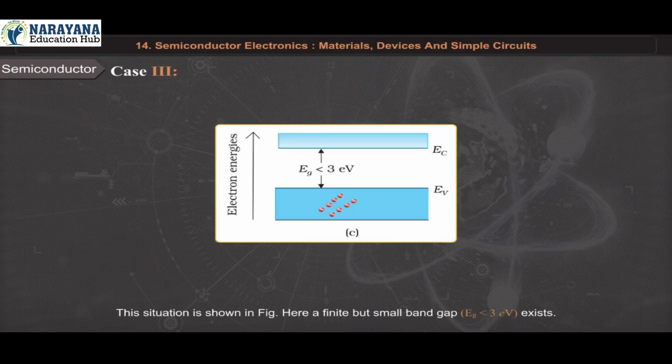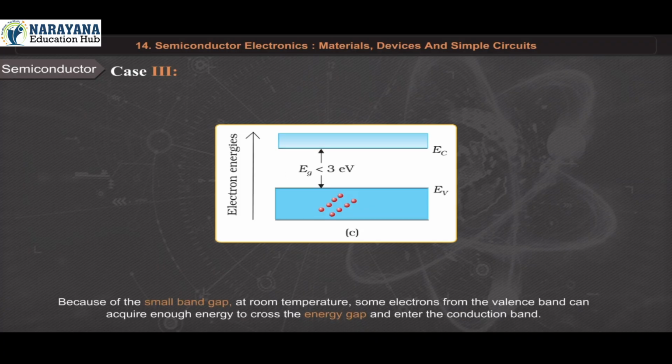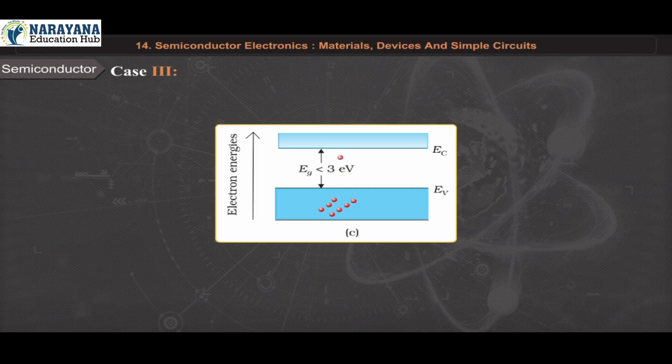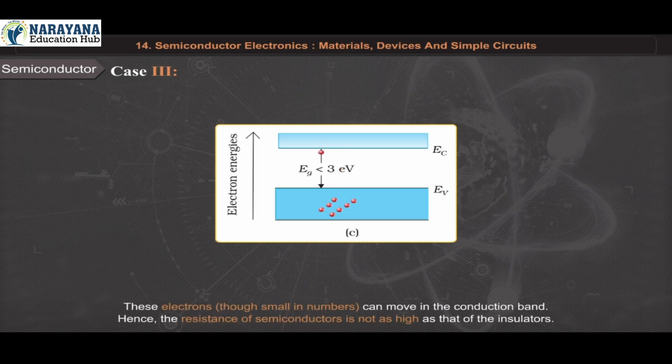Case 3. The situation is shown in figure. Here a finite but small band gap, that is Eg less than 3 electron volt, exists. Because of the small band gap, at room temperature, some electrons from the valence band can acquire enough energy to cross the energy gap and enter the conduction band. These electrons, though small in number, can move in the conduction band. Hence, the resistance of semiconductors is not as high as that of the insulators.